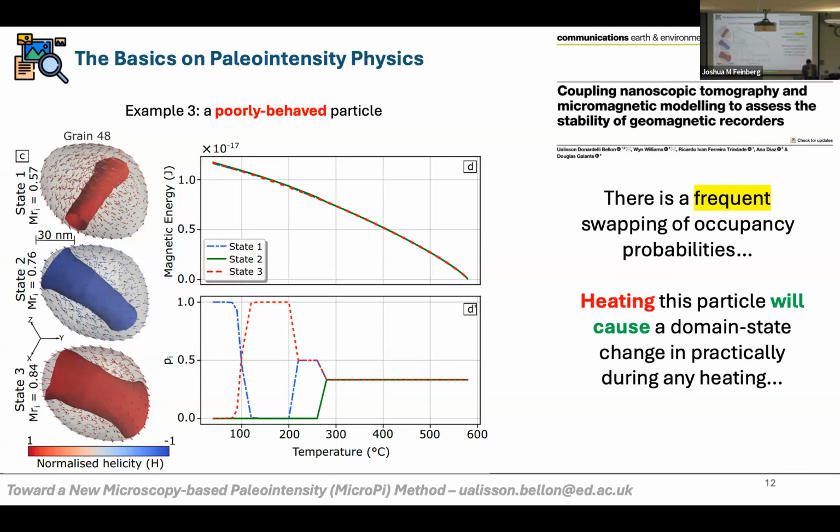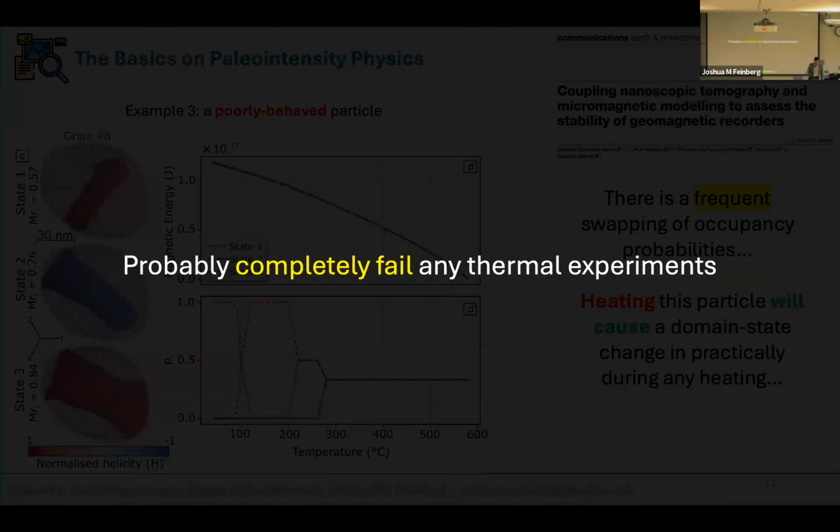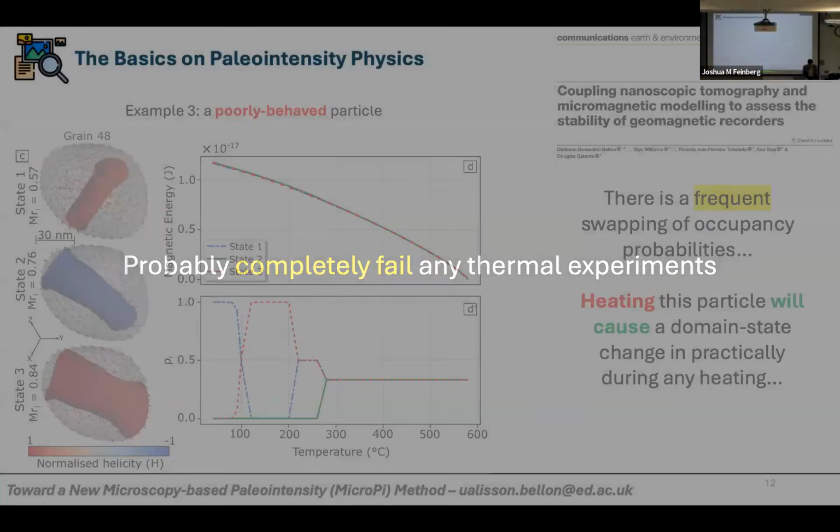And what that means is that if you heat these particles, so if you're doing thermodemagnetization or basically paleointensity, they're going to fail miserably. They're going to be changing domain states every time you heat the sample, which basically will cause most of the paleointensity failures that we observe in rock. So it's actually not very surprising to see that most absolute paleointensity experiments fail, because this is a rather common phenomenon, at least when we're modeling, we see this domain state dependence on temperature and the swapping between domain states with increasing or decreasing temperatures. So probably this particle will fail any thermo experiments.